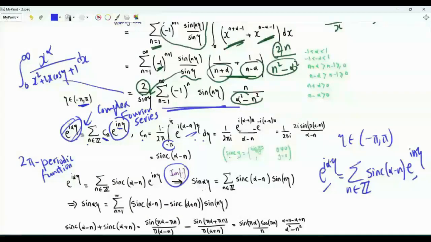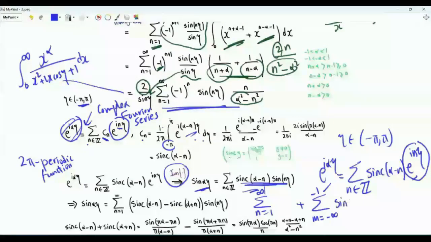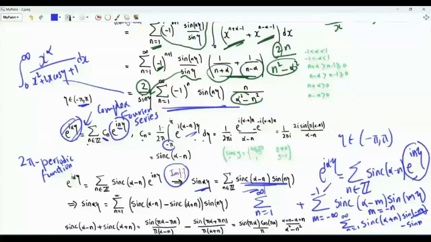Take the imaginary part of both sides. On the left hand side we get sine alpha eta. On the right hand side this complex exponential becomes sine n eta. If n is equal to 0, we have 0. We can take this sum and split it into a sum from 1 to infinity plus a summation over m from minus infinity to minus 1 of sinc of alpha minus m times sine m eta. Do the substitution, m equal to minus n. We get summation n from 1 to infinity of sinc of alpha plus n times sine of minus n eta, which is minus sine n eta. The right hand side can be written as summation n from 1 to infinity of sinc alpha minus n minus sinc alpha plus n.